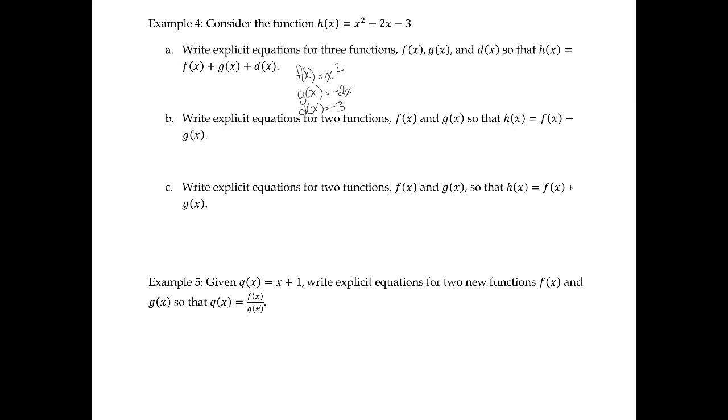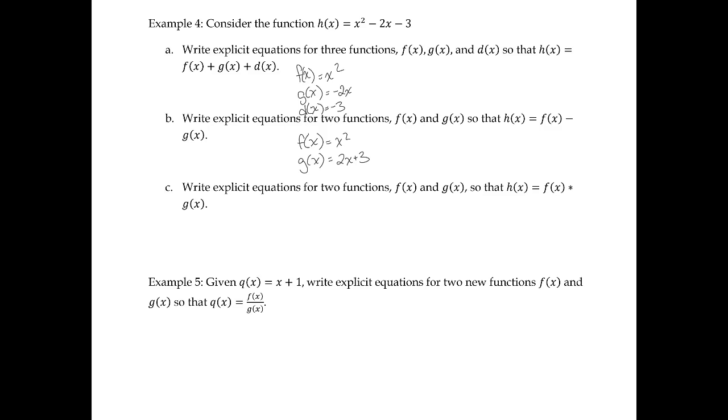So I could do something like f of x could be still x squared, and then g of x could be 2x plus 3. And the reason that I switched the signs there is because we're subtracting it, so we would have had to distribute that negative through to both.